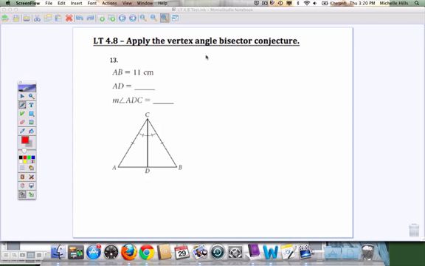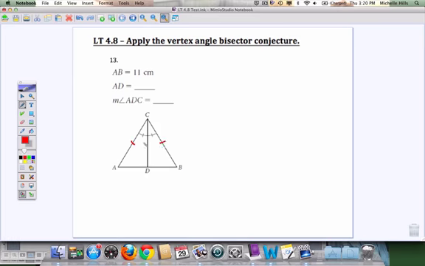So, the only way I can use the vertex angle bisector conjecture is if I have an isosceles triangle, which I do. It shows me that these two sides are congruent. The vertex angle bisector conjecture says that if I bisect this vertex angle, two things happen.